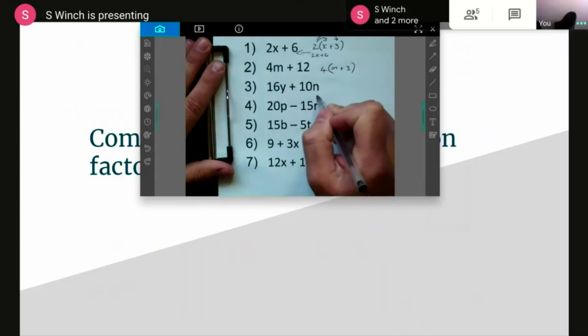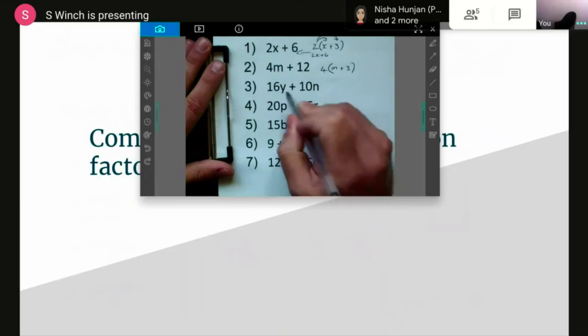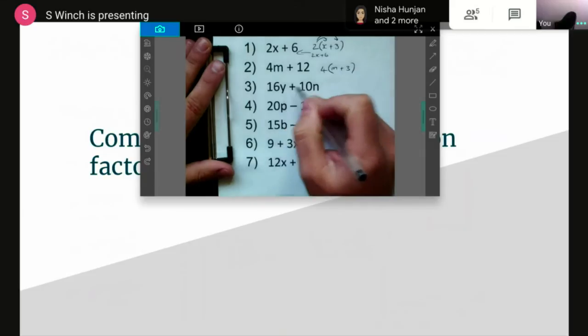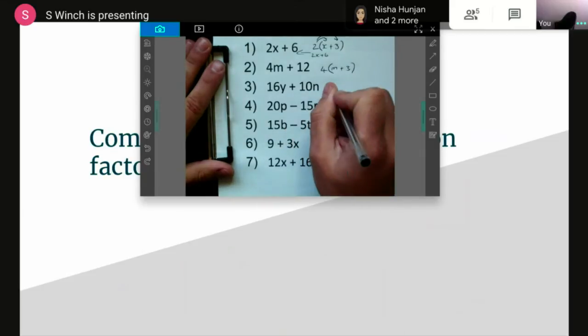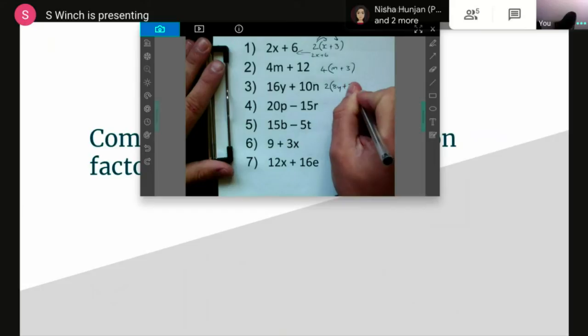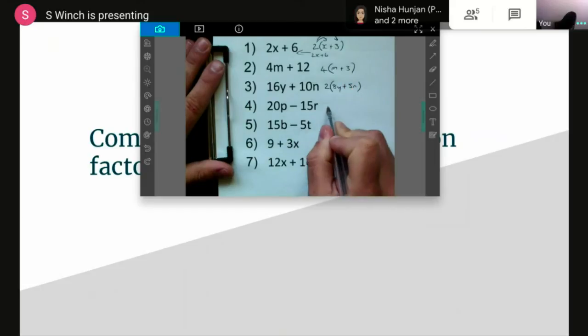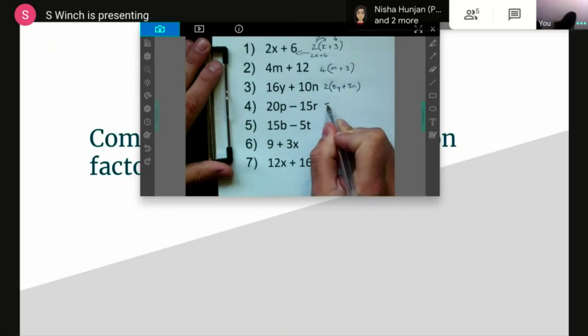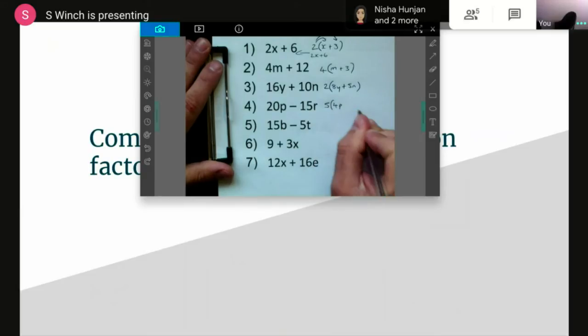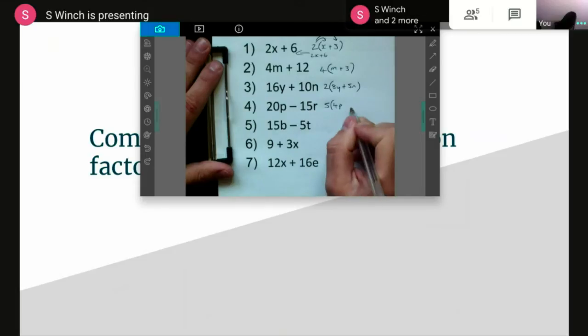Slightly different here. You've got the highest common factor of 10 and 16, and you've got 2 letters on either side, but they're not the same, so you haven't got common letters. But the highest common factor there would be 2, with 8y on the first term and 5n with the second term. Down here, you've got 5 being the common factor. 5 times 4p would give us 20p, and 5 times negative 3r to give us negative 15r.